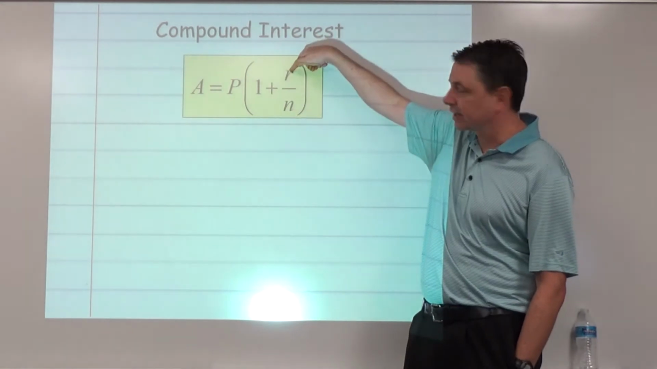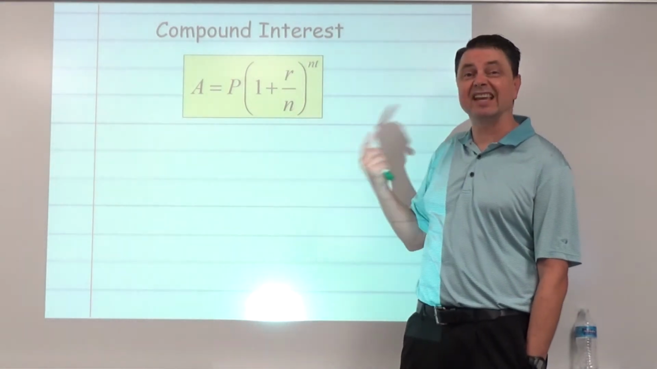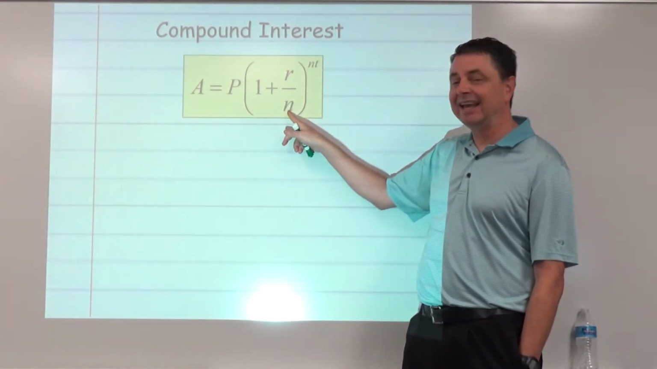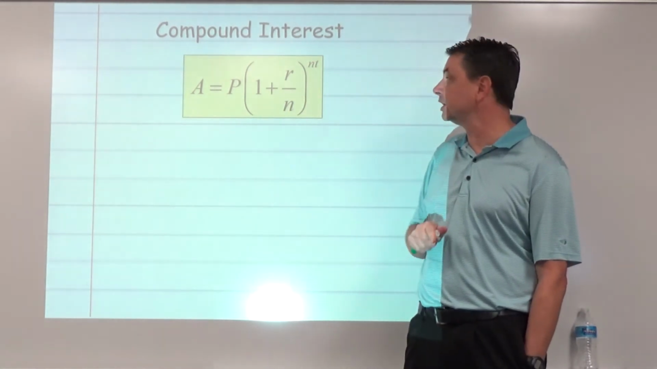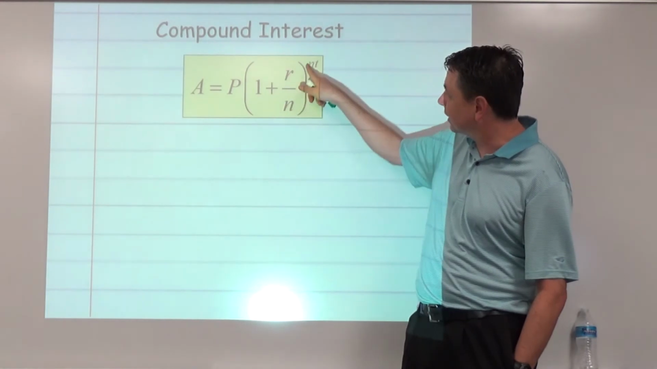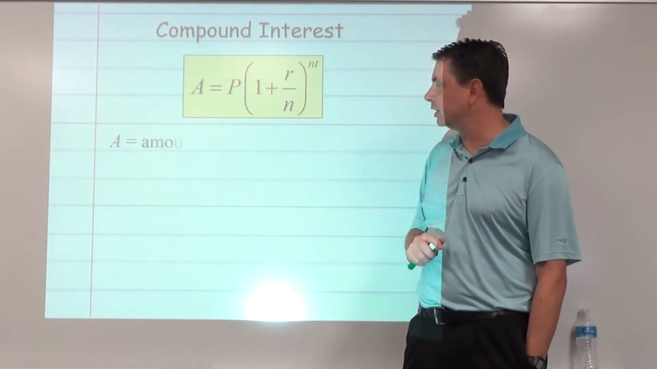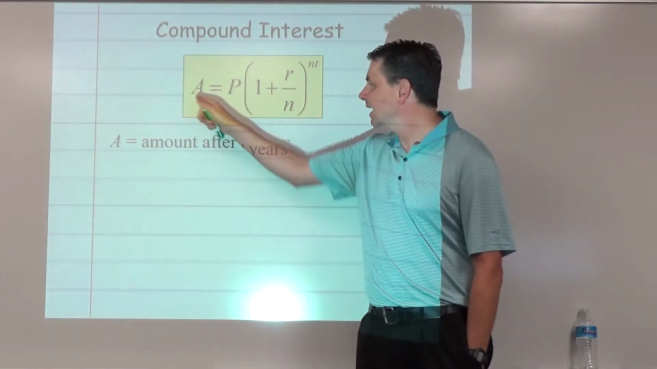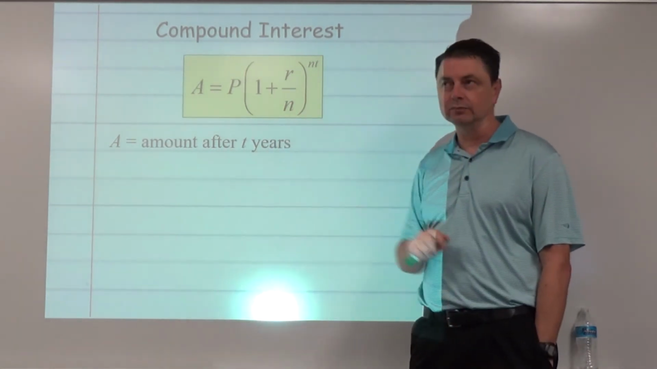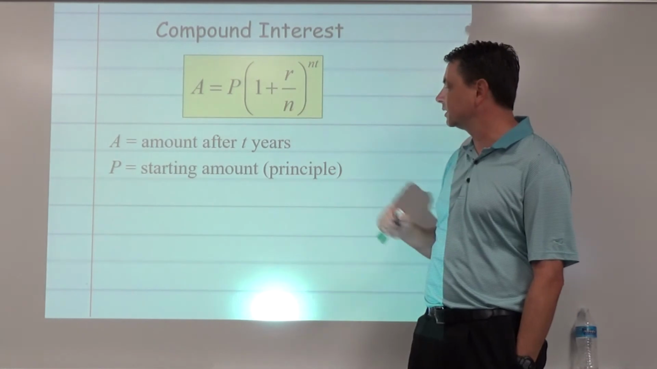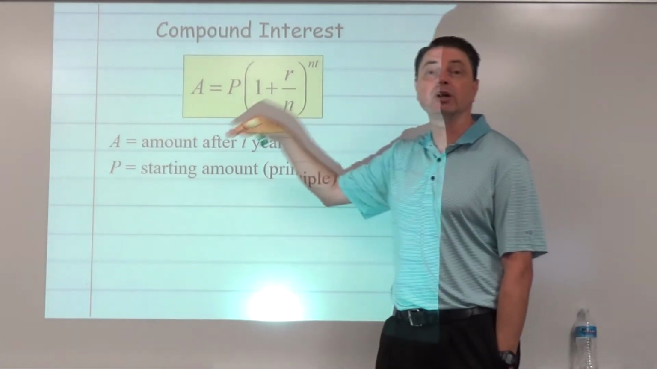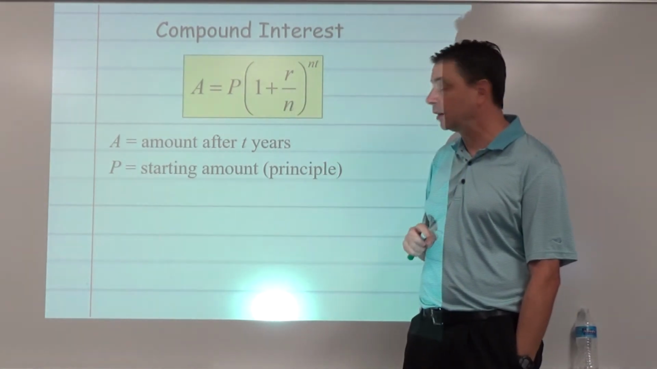Times 1 plus, again, R, same thing, or in this case, our interest rate. N is going to be the number of times that your interest is going to be compounded per year. And then T is time in years. So again, A is the amount that you're going to have later. P is your starting amount. Call it the principal. How much did you deposit? How much did you start with?